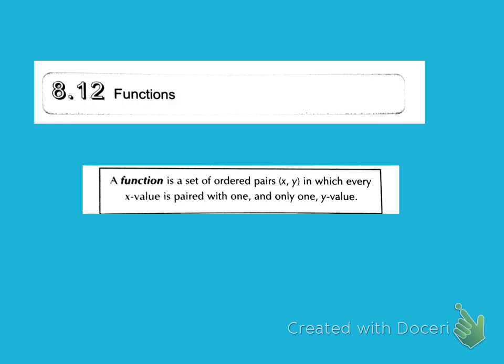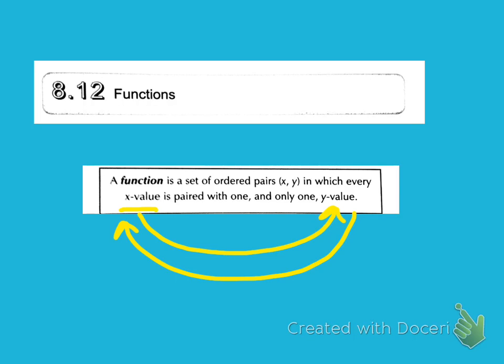And so it says here, a function is a set of ordered pairs, x and y, in which every x value is paired with one and only one y value. Okay? And it seems really simple. But the trick comes when you realize that it says that x is paired with only one y value. So x has only one y value, but it doesn't say that y has only one x value.